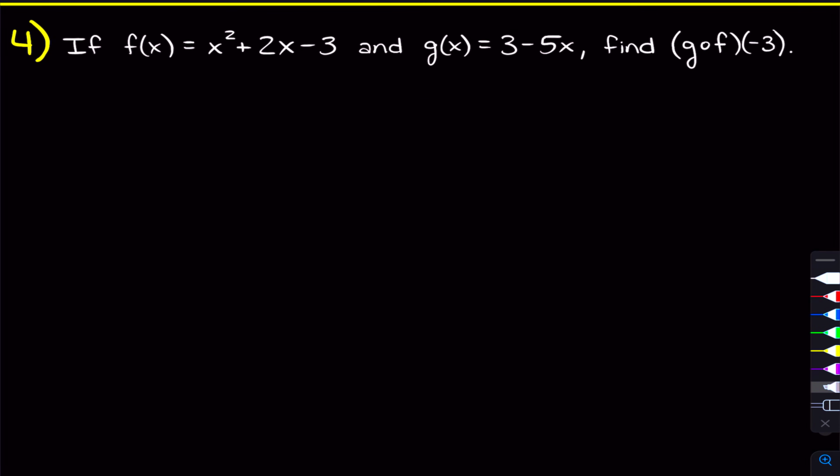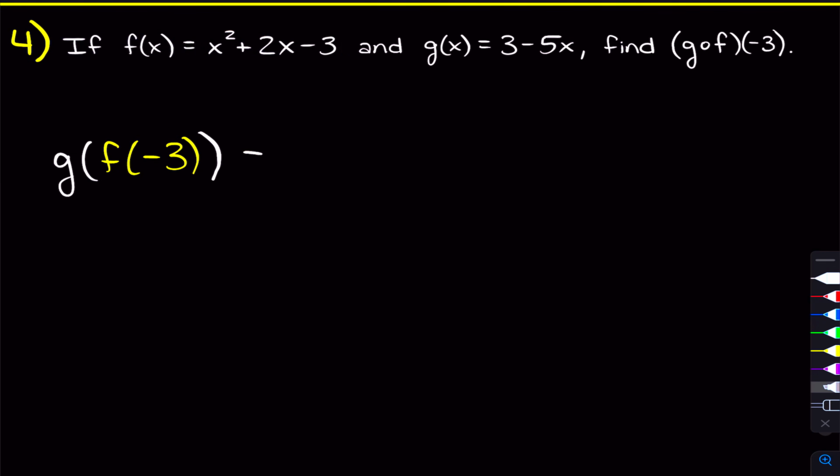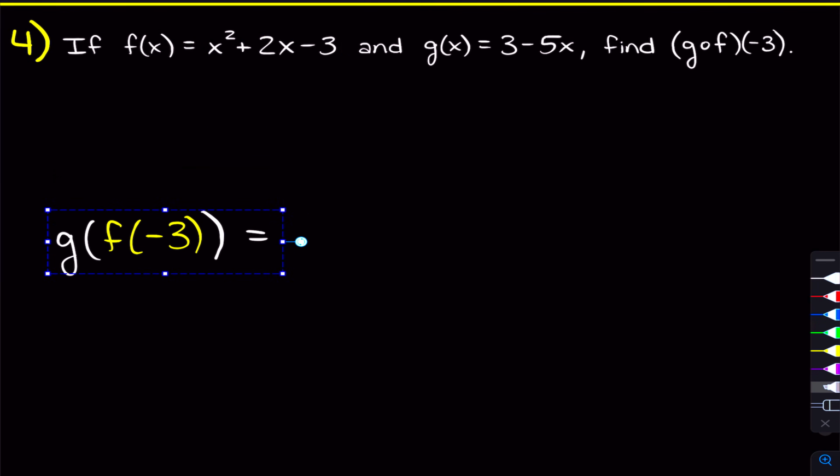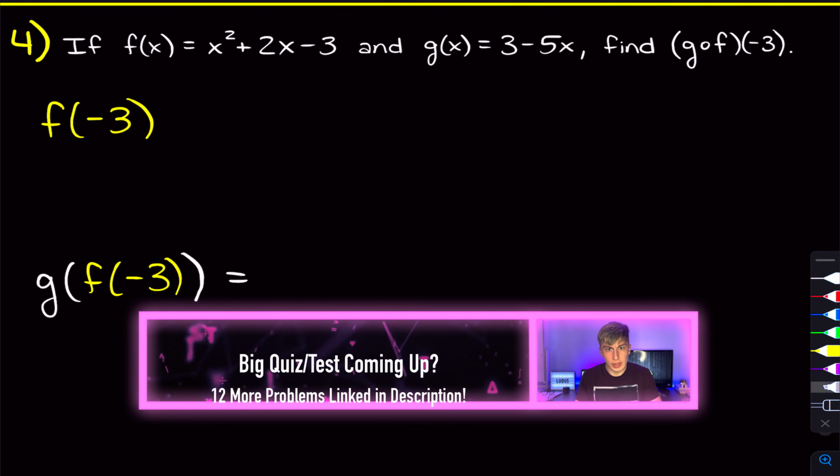Now, moving on to problem 4, instead of finding f of g, now we're finding g of f, and the numbers change too. It's going to be negative 3 this time. So let's write this out, g of f of negative 3. And now this time, that f of negative 3 is inside g. So before we can find out what this guy equals, we have to find out what f of negative 3 is equal to.